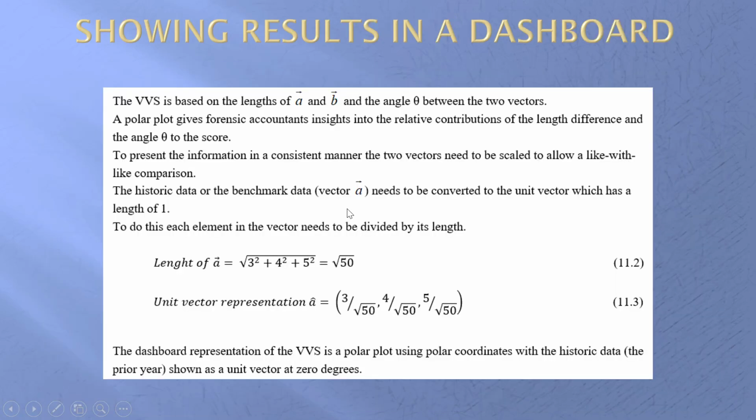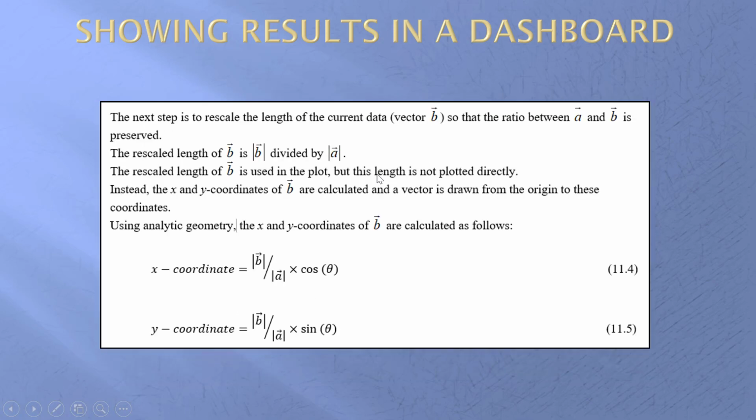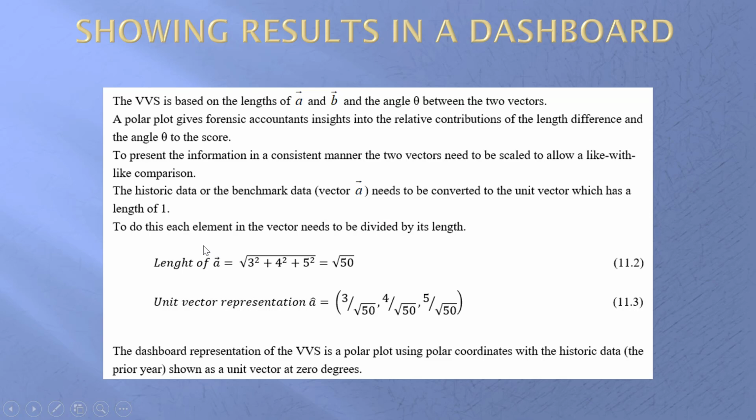Now, this vector variation score, we can actually show it in a dashboard, and we can actually show it as a very special type of graph called a polar plot. And so now we are bringing analytic geometry into accounting. And so what we do is we have our two vectors, if you remember from the previous chapter, and what I'm going to do is I'm going to convert the first vector, oops, I suppose that should be length. I should convert my first vector to a vector of unit length, and watch what's happening here.